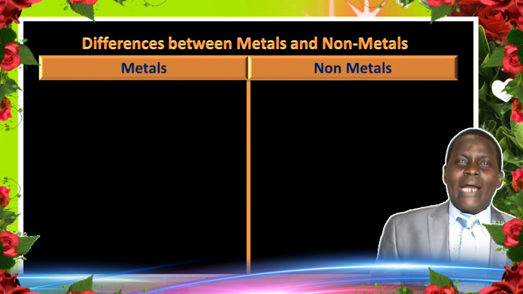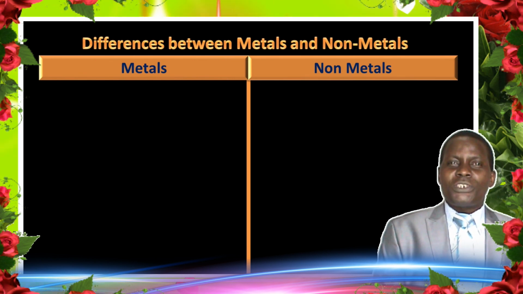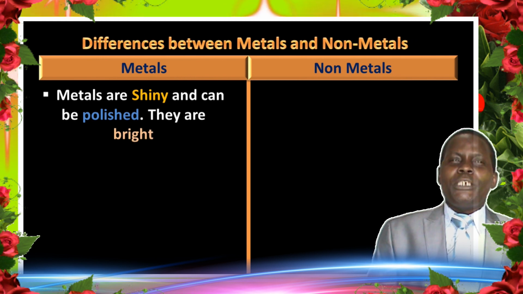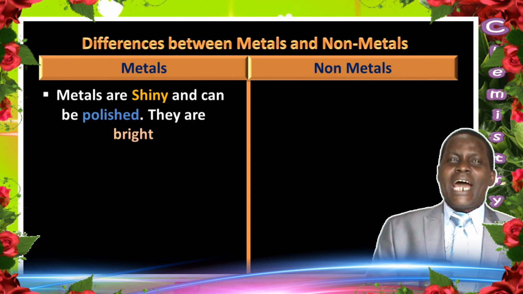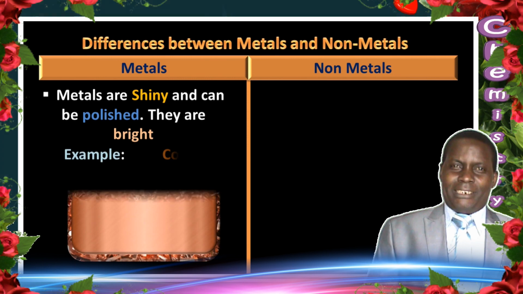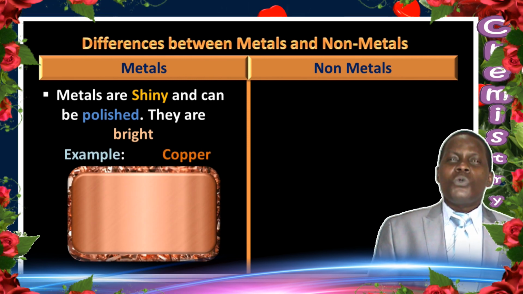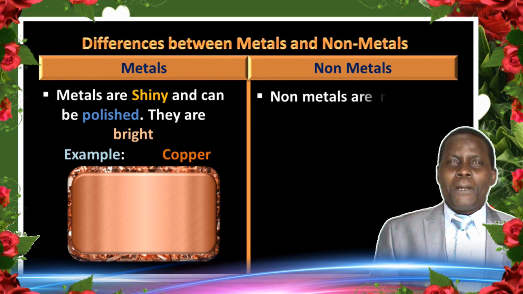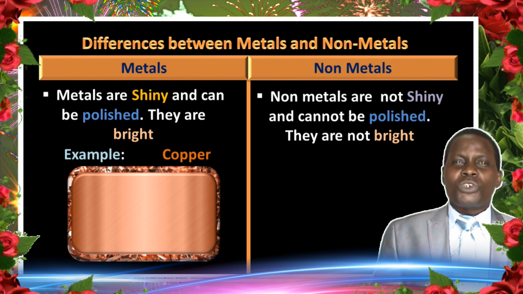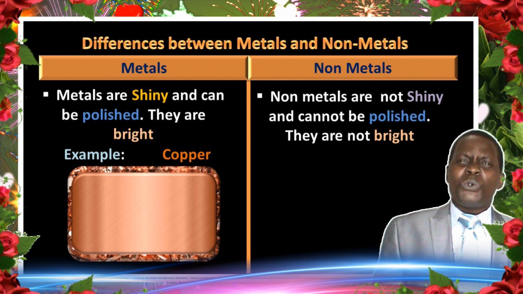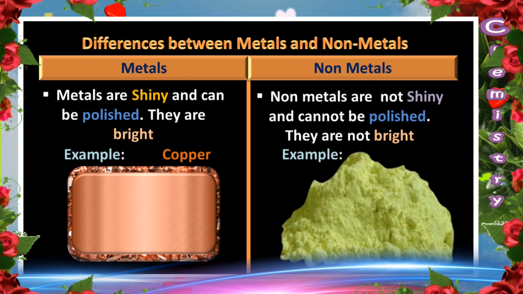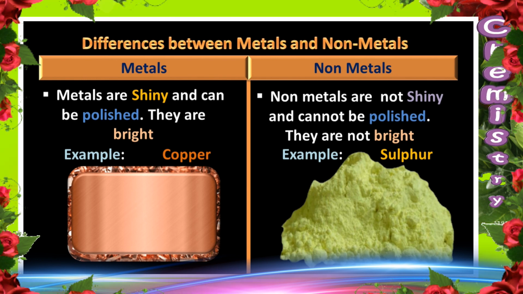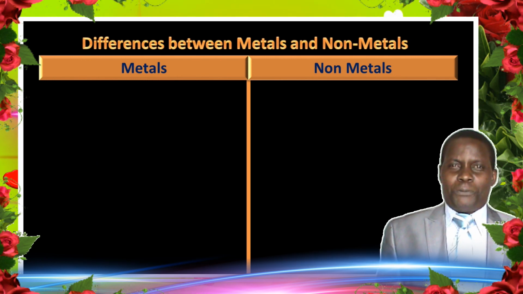We want now to look at the differences between the metals and the nonmetals. One, the metals are shiny. They can be polished and they are bright. Examples of metals, we shall look at copper. Copper is shiny, is bright and can be polished. Whereas the nonmetals are not shiny, they are not bright and cannot be polished. Example that we can give is sulfur. Sulfur is not shiny, not bright and cannot be polished.